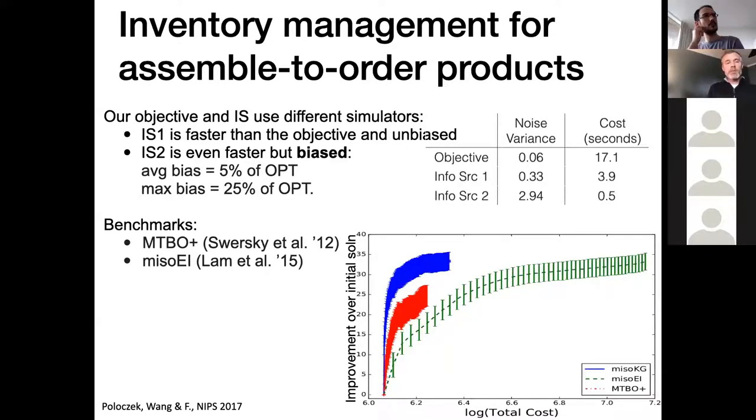The green one is basically, it kind of hacks EI to be able to handle this type of setting. And then the other one is from a fairly well-known paper, this multitask Bayesian optimization paper from Ryan Adams' group, Swersky et al. And so you see that, even though we just applied the knowledge gradient framework directly to this problem without really tweaking anything, we still get a significant improvement over these alternate methods.